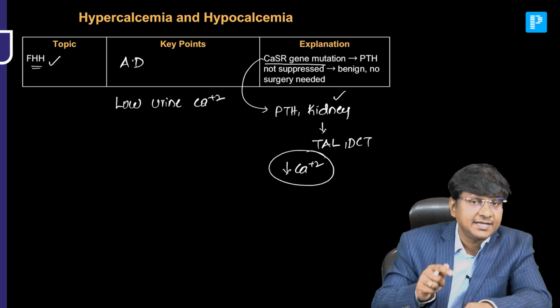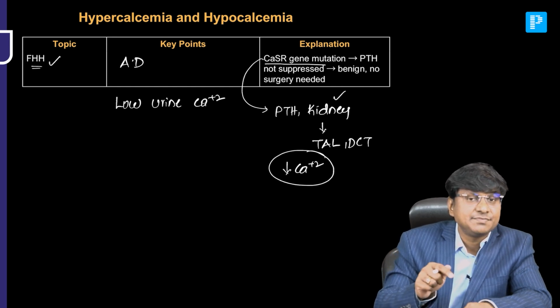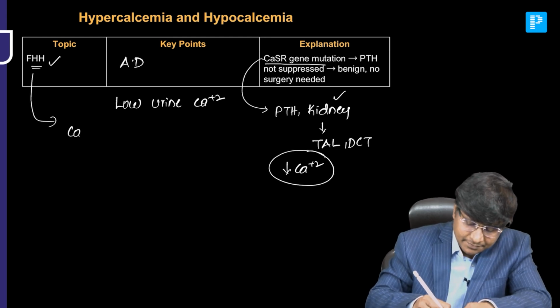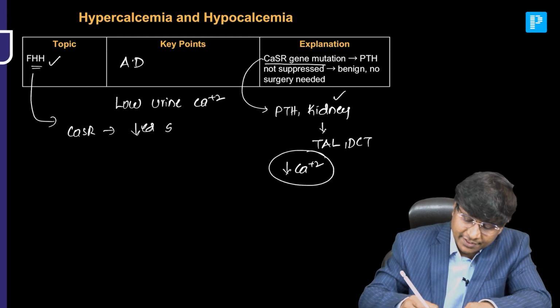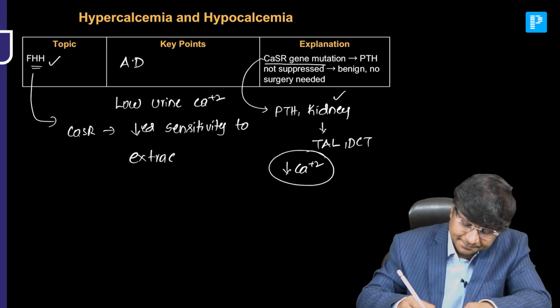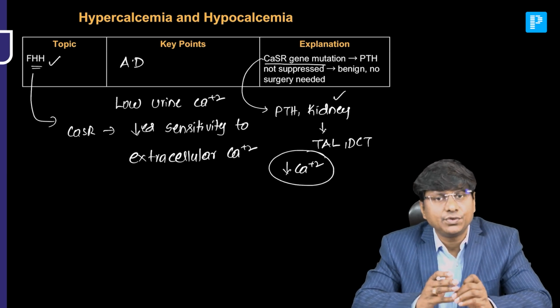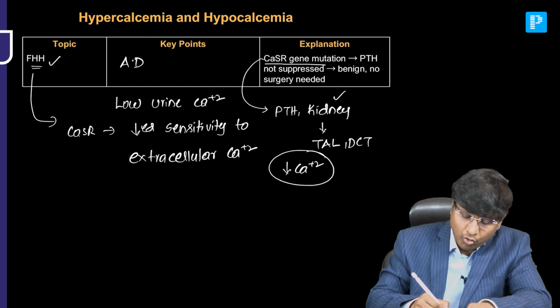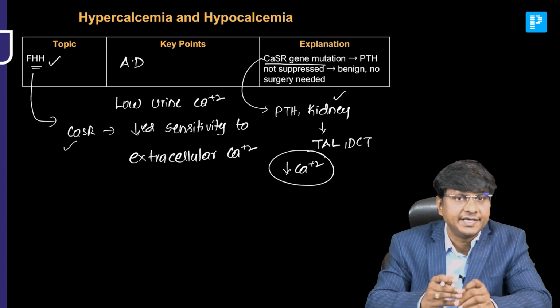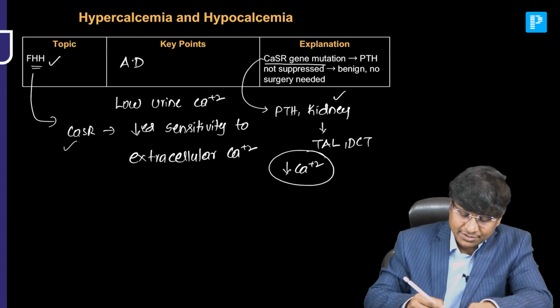Whereas in case of familial hypocalciuric hypercalcemia, the calcium sensing receptors have reduced sensitivity to extracellular calcium. Now, what these calcium sensing receptors think in case of familial hypocalciuric hypercalcemia is that the serum calcium levels are low.